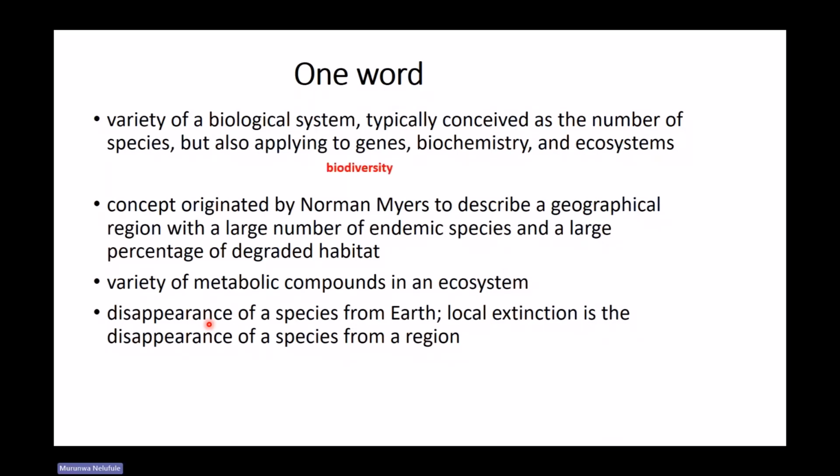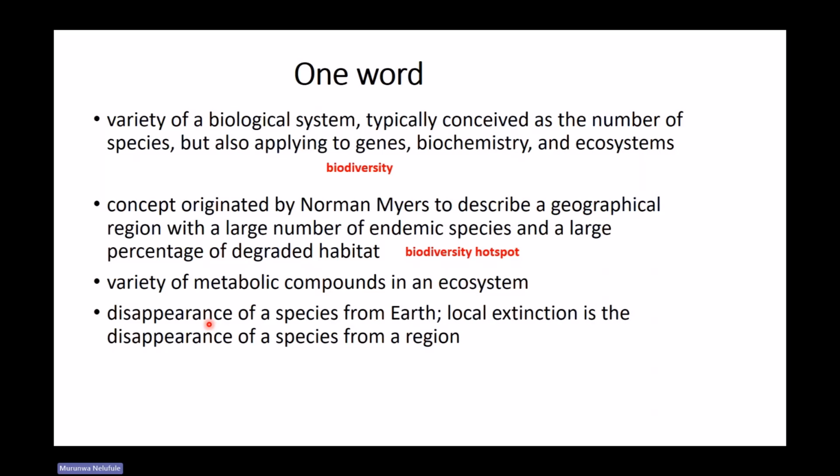The concept originated by Norman Myers to describe a geographical region with a large number of endemic species and a large percentage of degraded habitat. So this will be biodiversity hotspot. The hotspot is a place where there are most endemic species and a large percentage of degraded habitat.